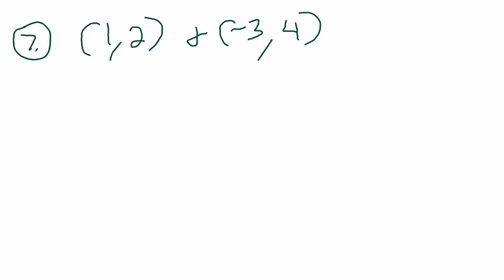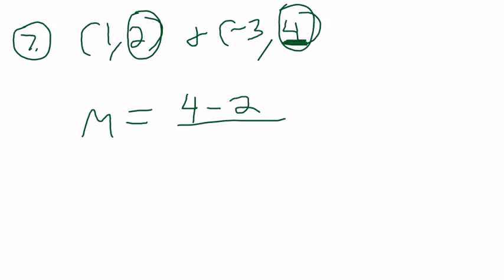Okay, 7, we want to find the slope of the line passing through (1, 2) and (-3, 4). So I'm just going to use the slope formula. I look at my y values. I have 2 and I have 4. Well, I can do any order. Let's start with the bigger one. I always like starting with the bigger one because when I subtract, I'll get a positive one. So I get 4 minus 2.